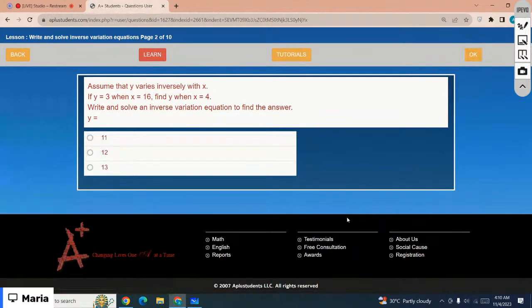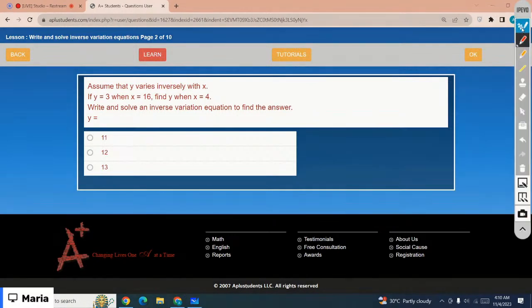Assume that y varies inversely with x. If y equals 3 when x equals 16, find y when x equals 4. You don't need to do anything different, just find the value of k. We know that k equals x times y. So just use these values and calculate the value of k. That would be 16 times 3, that is 48.